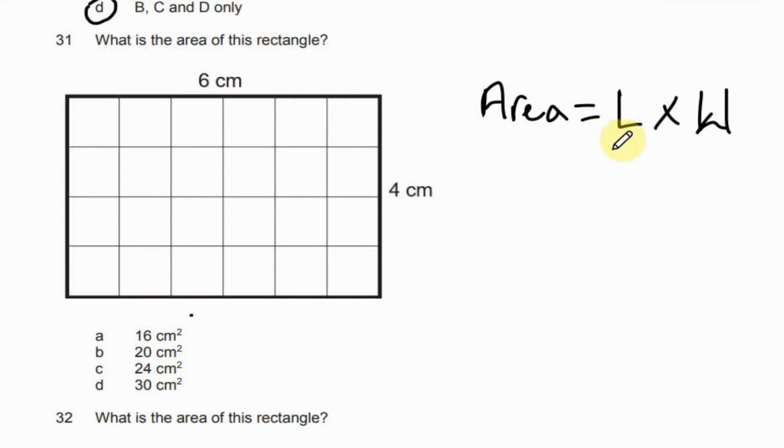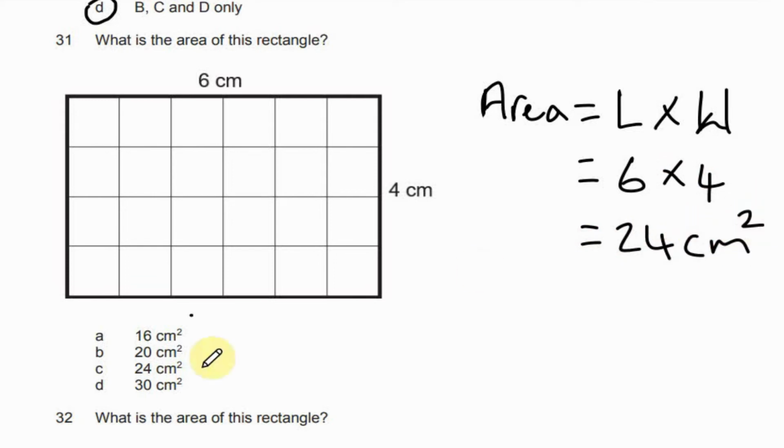All right, now if we multiply the length times the width here, 6 times 4, of course 6 times 4 is 24, so this will come out to give us 24 centimeters squared. So option C right here would be our answer.